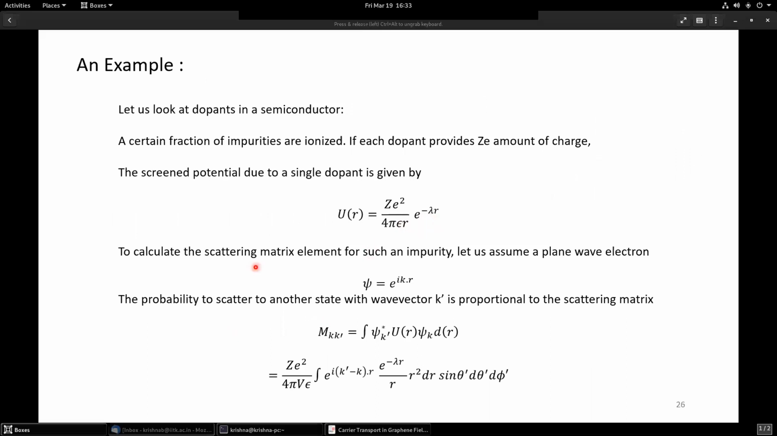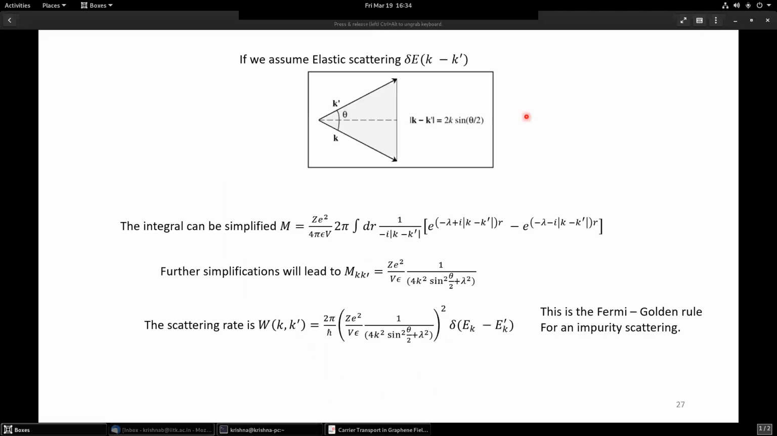To calculate the scattering matrix due to this impurity, let's assume a plane wave, which is e power i k dot r. The probability to scatter from wave vector k to k prime is proportional to the scattering matrix element. And how do we calculate the scattering matrix element? We calculate the overlap function, right? If you take this U of r to be a small perturbation, you add the perturbation on the original wave function and then calculate the overlap integral, which is psi k prime, and do this overlap integral. How do we do this? We can do this in spherical coordinates. Once again, if we substitute this e power i k dot r into this, we get this particular integral for this M k k prime. And here we assume that we are going to talk about only elastic scattering, in the sense that k and k prime have similar energies.